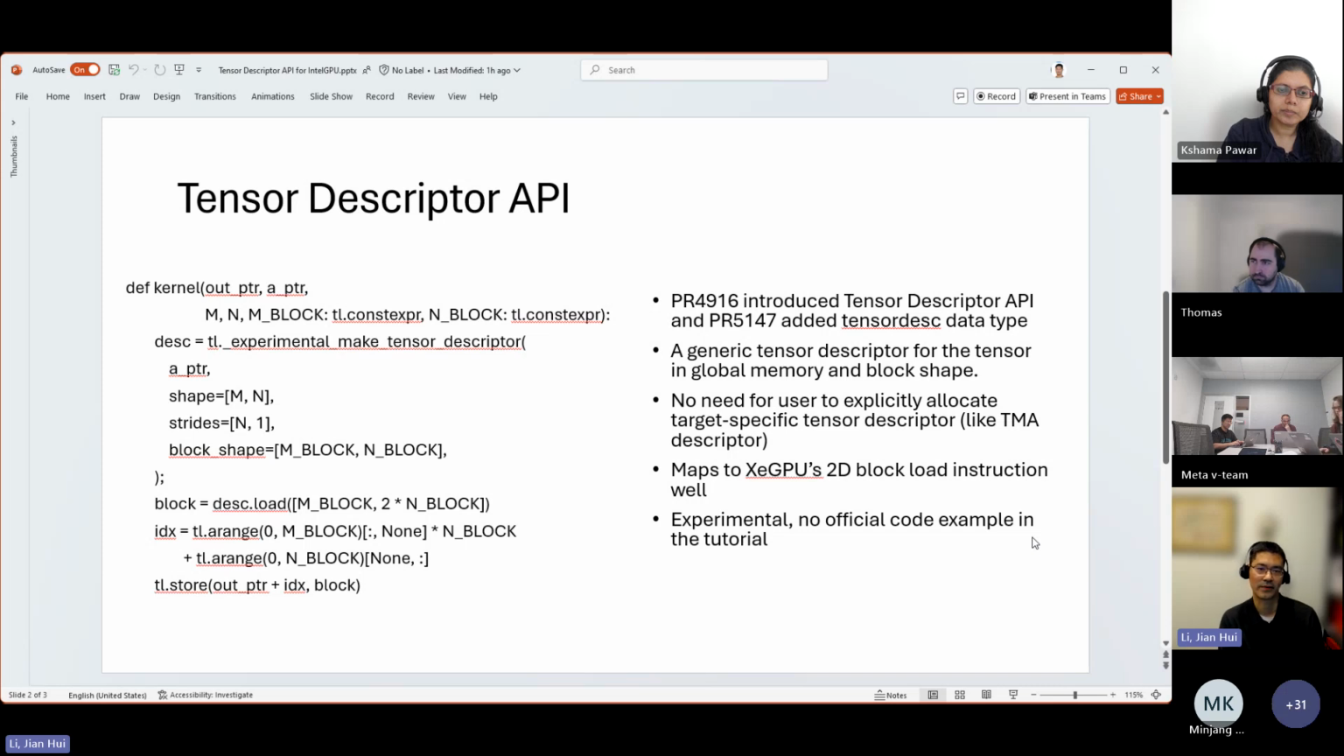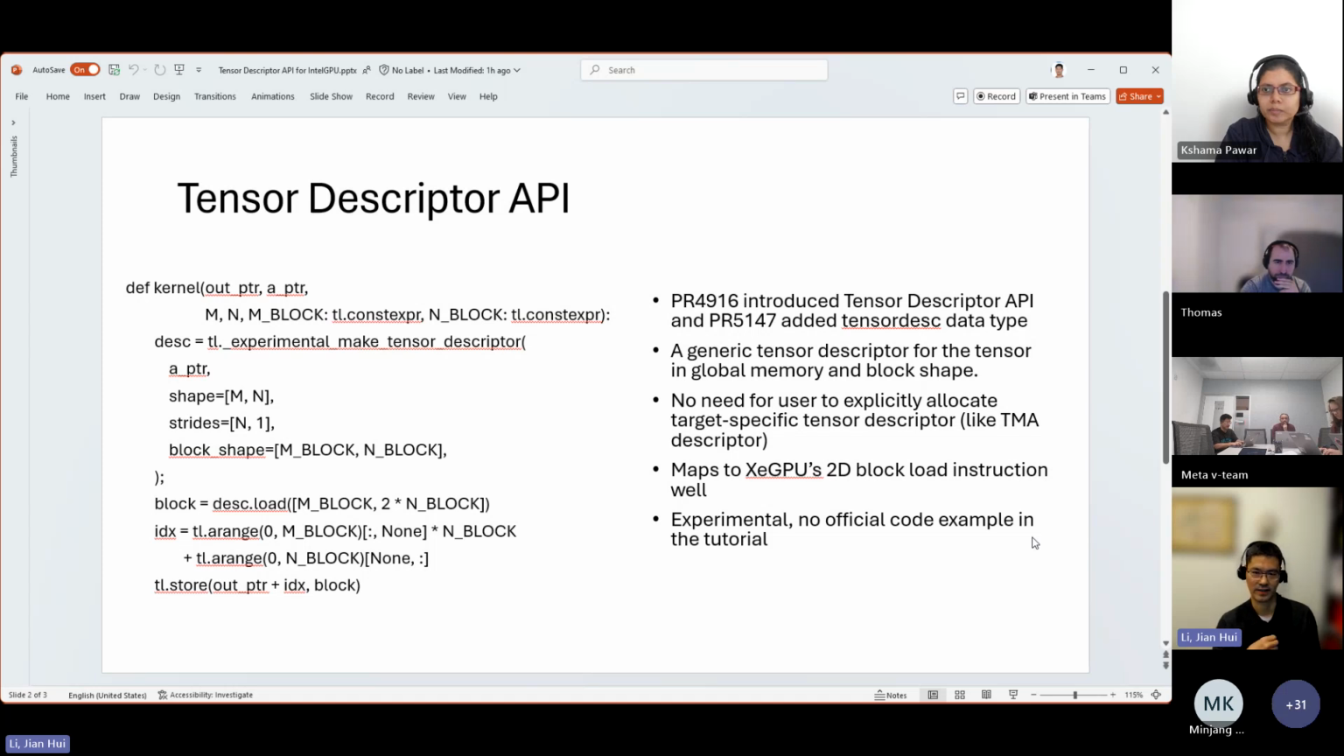First of all, recently we saw this Tensor descriptor API introduced, and there are two important PRs. The first one basically adds the Tensor descriptor API, and then recently they also added the Tensor descriptor data type. This is the example we can extract from the PR, from a unit test. We feel maybe it's not the final official code example, but it tells us a lot. So overall, we really like it.